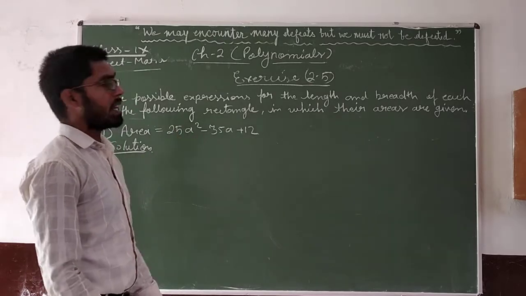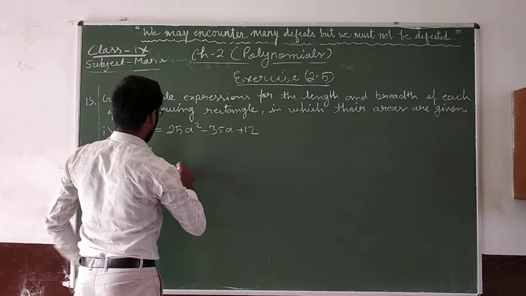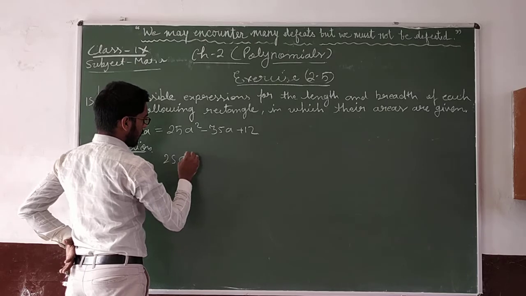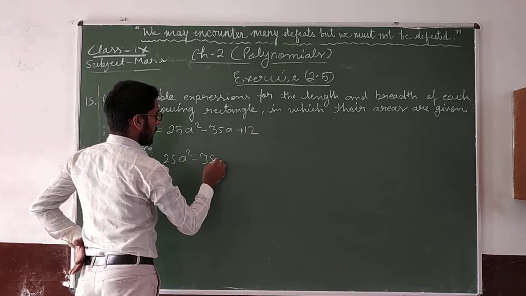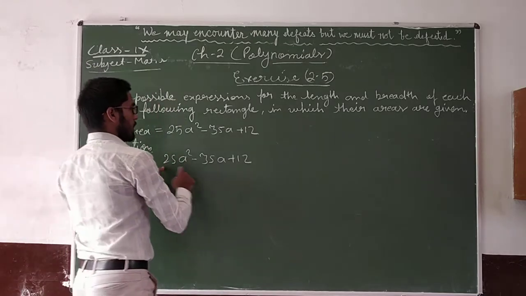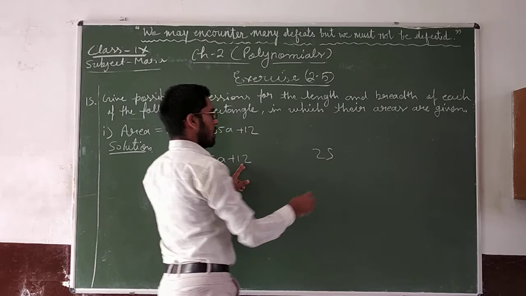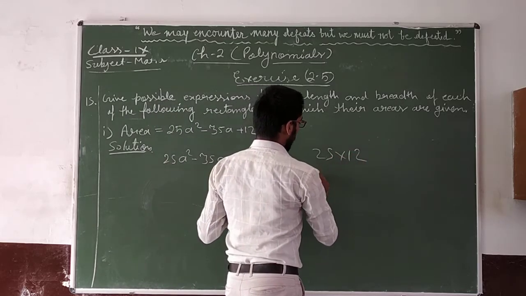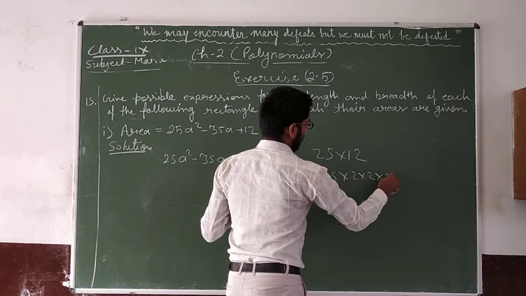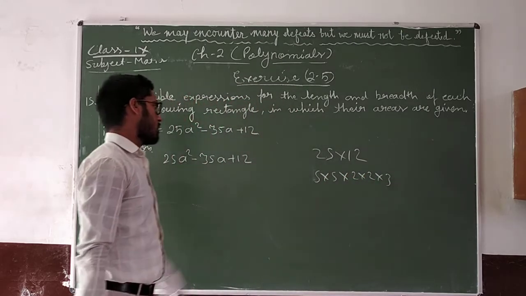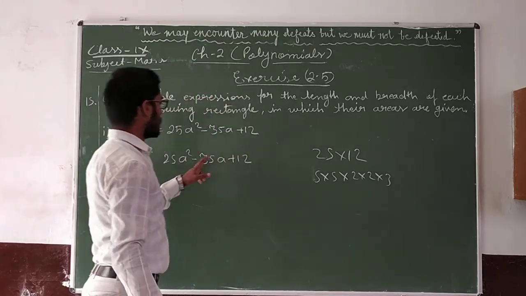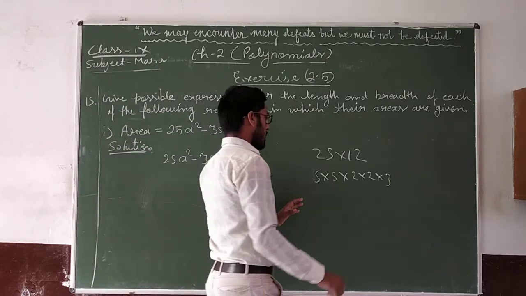So first find the factors of this polynomial. Write here 25a square minus 35a plus 12, by splitting the middle term. Here the coefficient of a square is 25 and your constant is 12. Find the factors: you can write 5 into 5 and 2 into 2 into 3. These are the factors of 25 into 12. Then arrange these factors to get 35 after adding. So how will you arrange them?